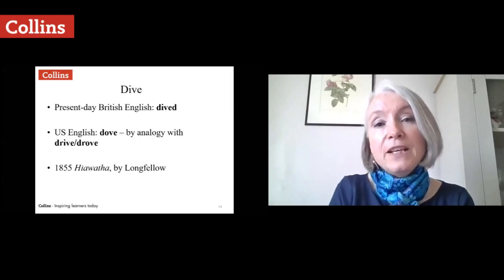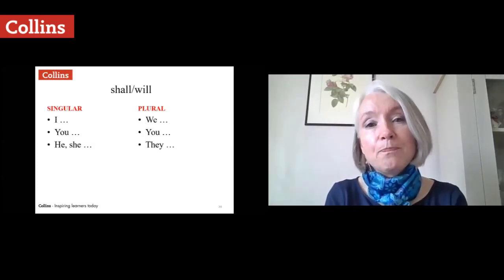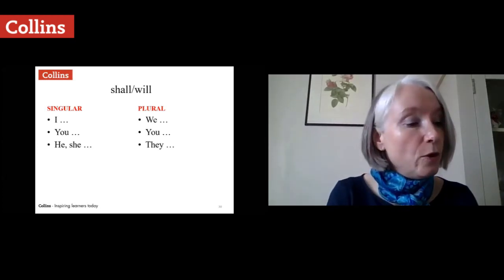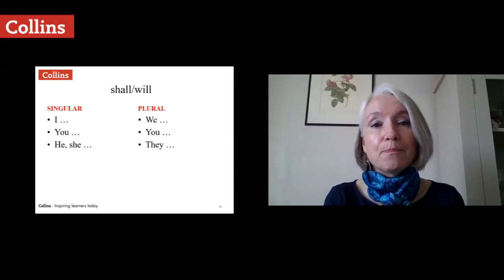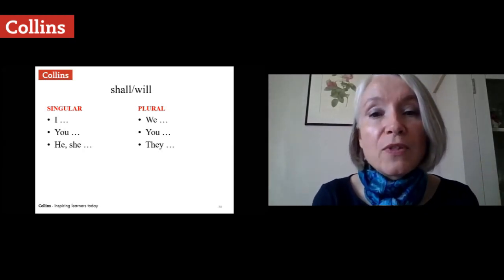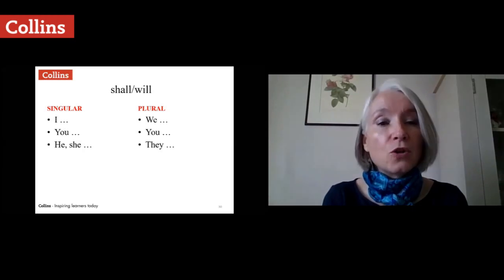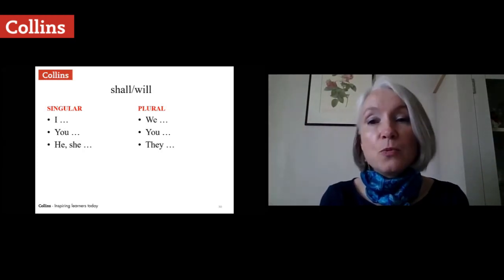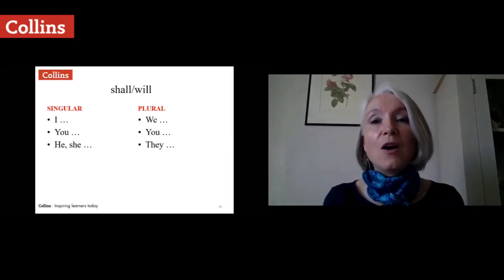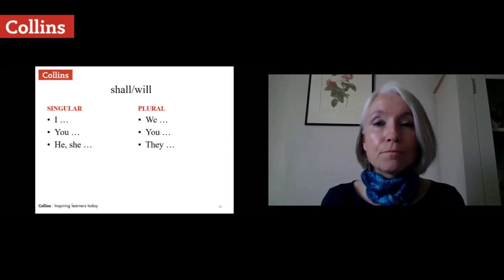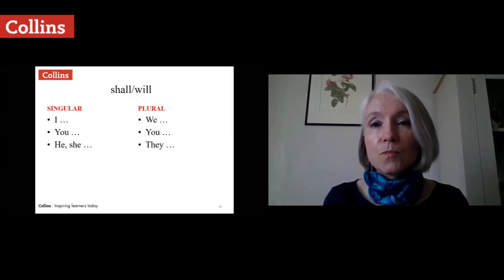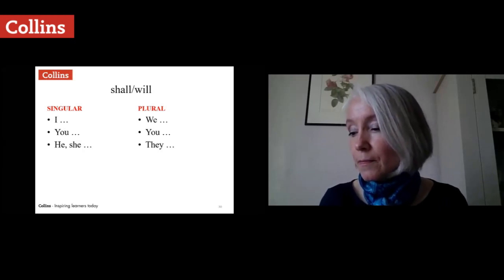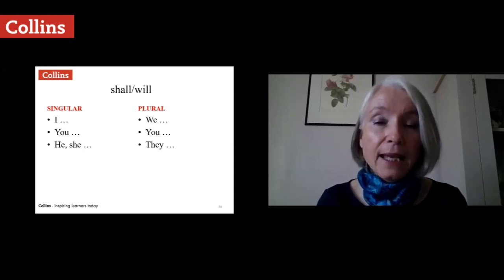Okay. I'm going to finish up with a last couple of examples. So this is a bit of work for all of you, shall and will. What do you use with I? What do you use with you? What do you use with he and she? What do we use with we, you the plural, and they? How do we use shall and will? So someone says I will or I shall. Okay. We shall, we will. Okay. We use shall with I and we.